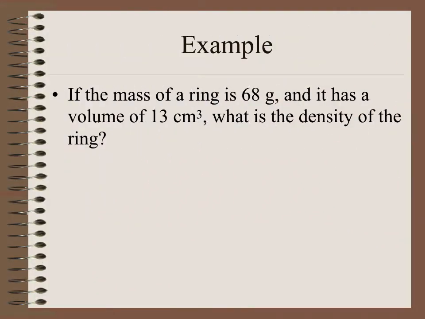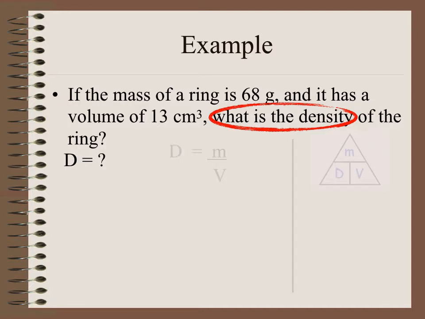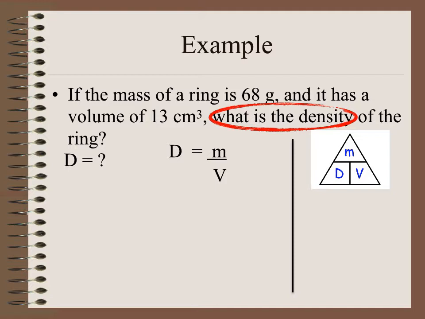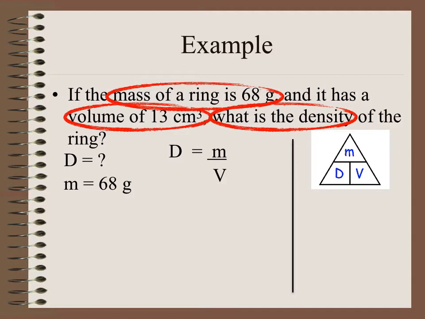Let's try a couple of examples. The first is, if the mass of a ring is 68 grams and it has a volume of 13 cubic centimeters, what is the density of the ring? So as usual, we start by identifying what it is we're looking for. What is the density? Now we have one formula that involves density, which we can write in standard formula form or as the triangle. We see that we need a mass, which is 68 grams, and we need a volume, which is 13 cubic centimeters.